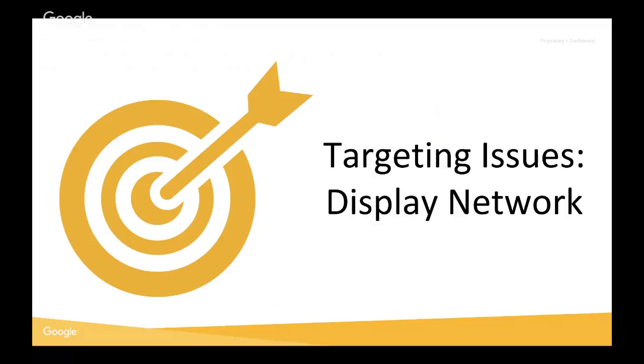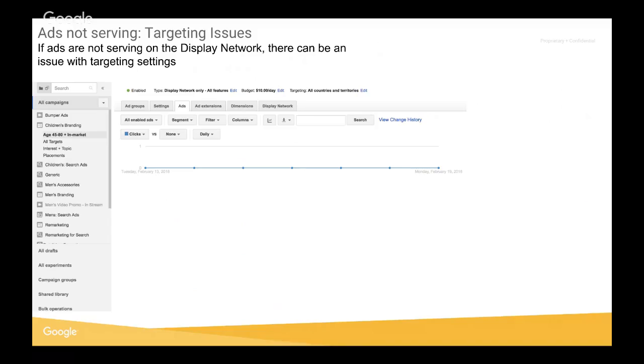On the display network as well, we often can see issues with ad serving. This can be related to targeting, with the targeting settings. I'm just going to take an example of one case here. Let's say this ad group that I have in this display campaign is not showing any data, ads are not serving.